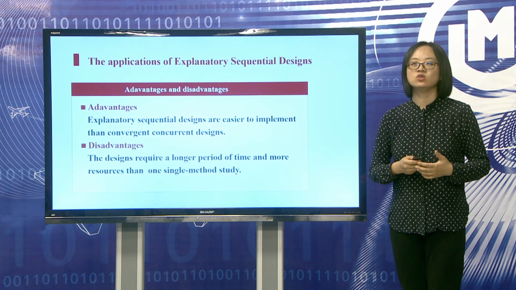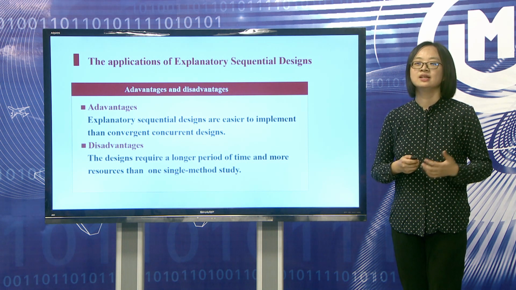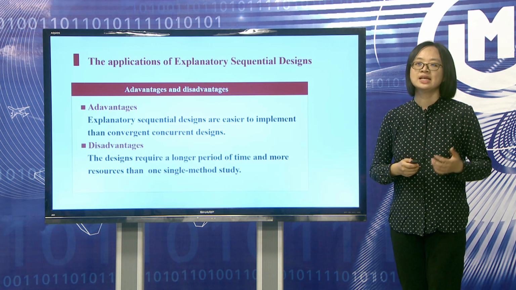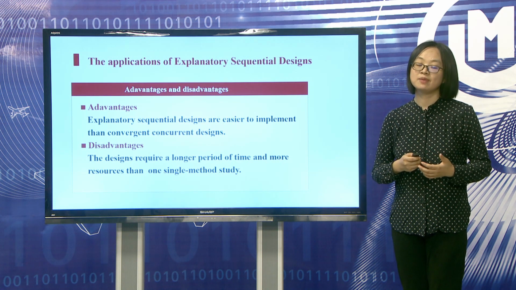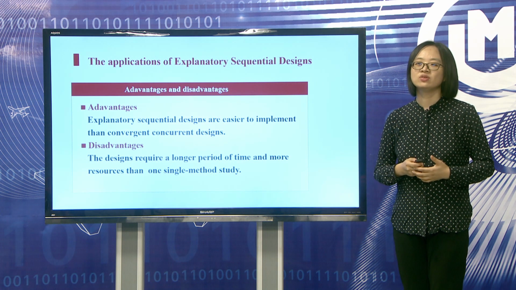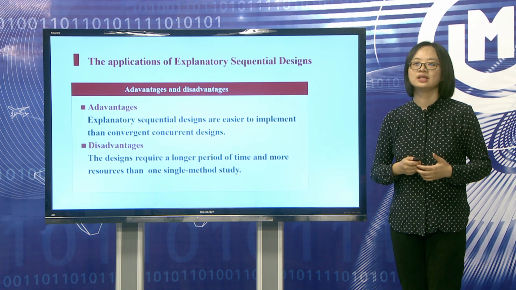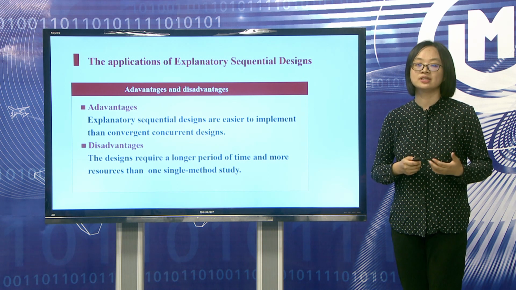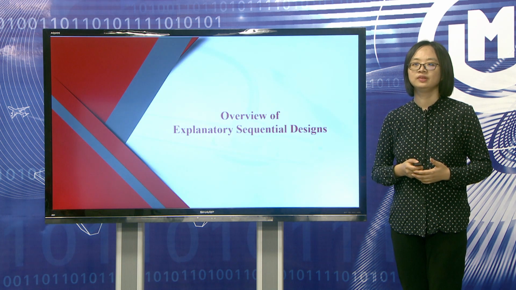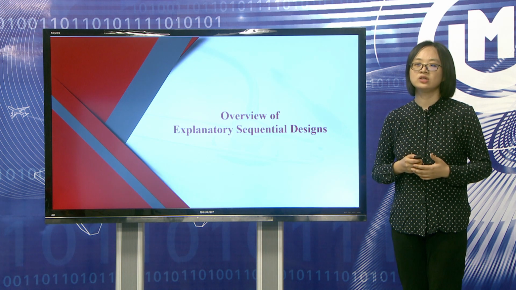Published studies using these strategies are more difficult to identify in the literature because the two phases sometimes are published separately. For example, the researchers publish articles in the quantitative phase first, then continue to publish the qualitative phase after a while. So those are the research examples of explanatory sequential design.